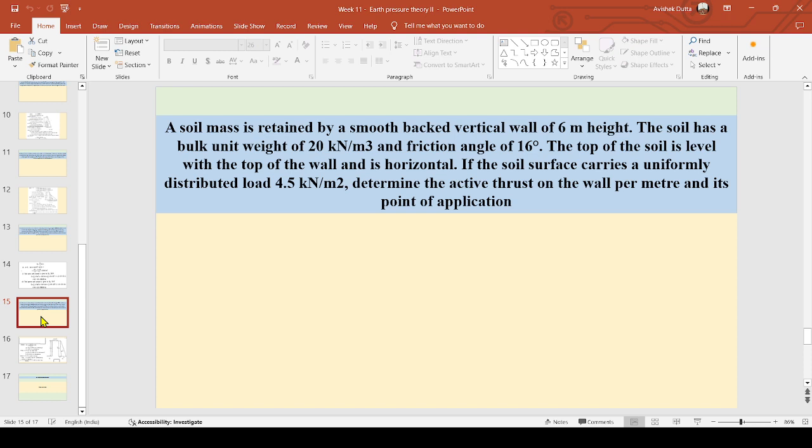Write down the equation very carefully. Very easy to solve. The friction angle is given as 16 degree, unit weight 20 kilonewton per meter cube, 6 meter height, surcharge load of 4.5 kilonewton per meter square.